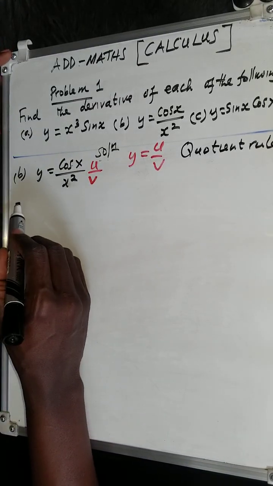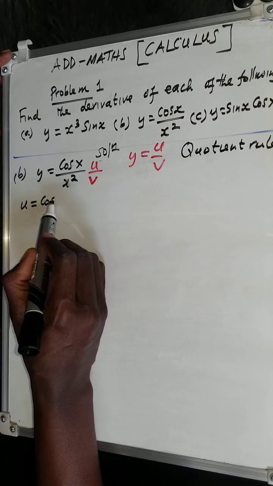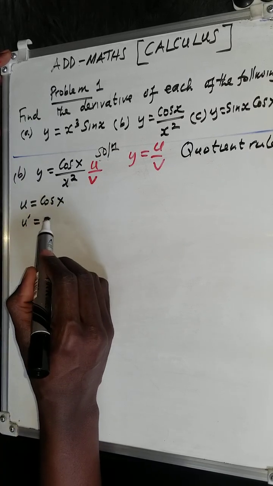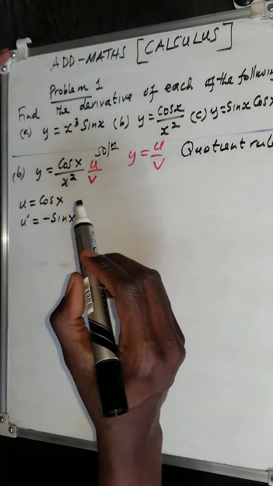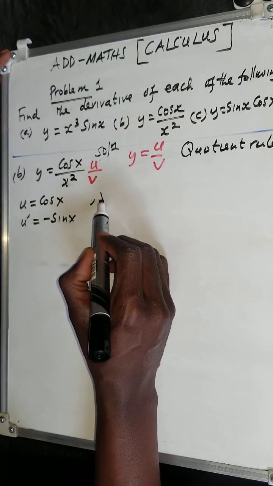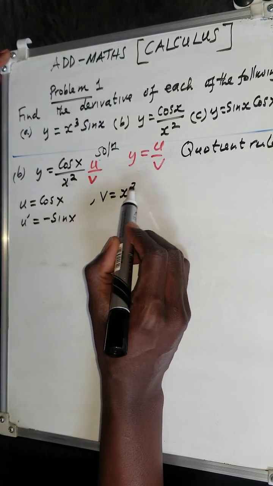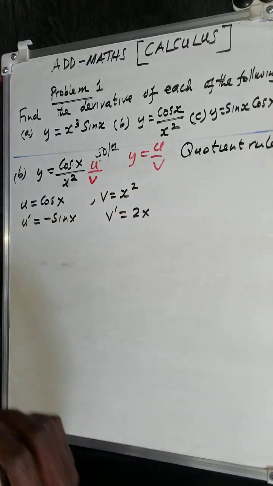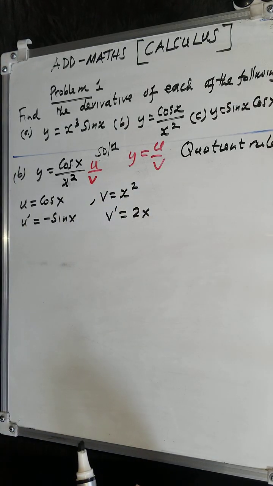So therefore, I'm going to say my u is equal to cos x, and remember the derivative of cos x is going to give you negative sine x. Remember that. And my v is equal to x squared, so the derivative of that will give me 2x. That is what you need to remember.